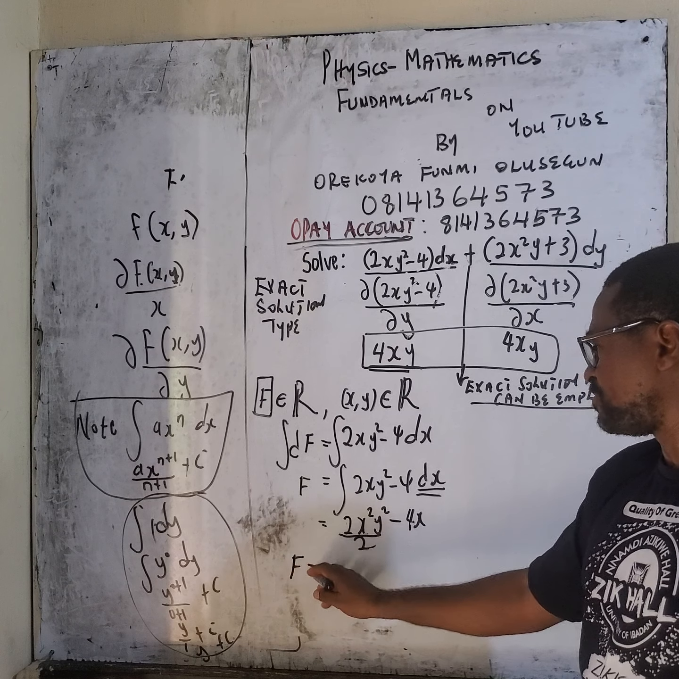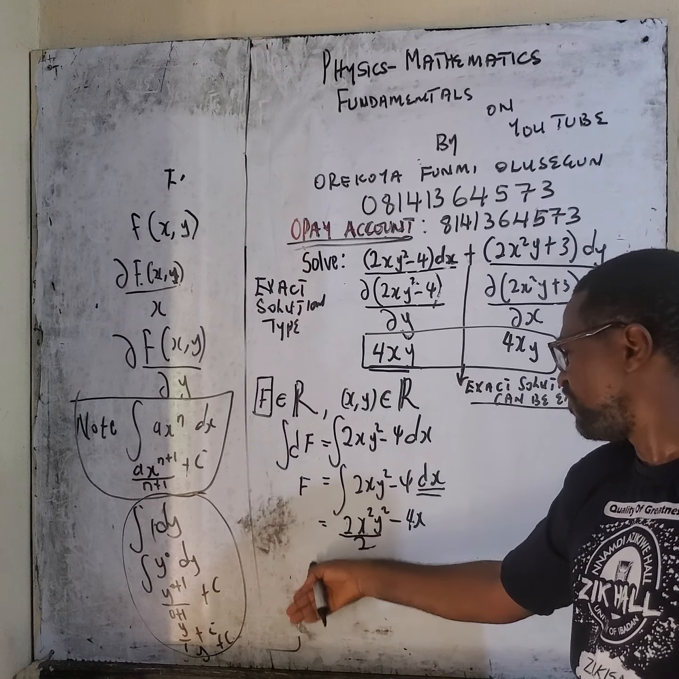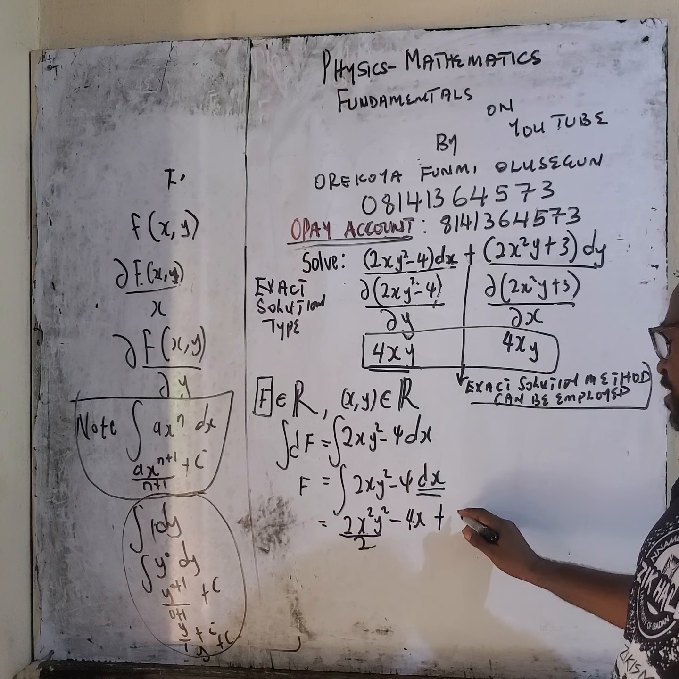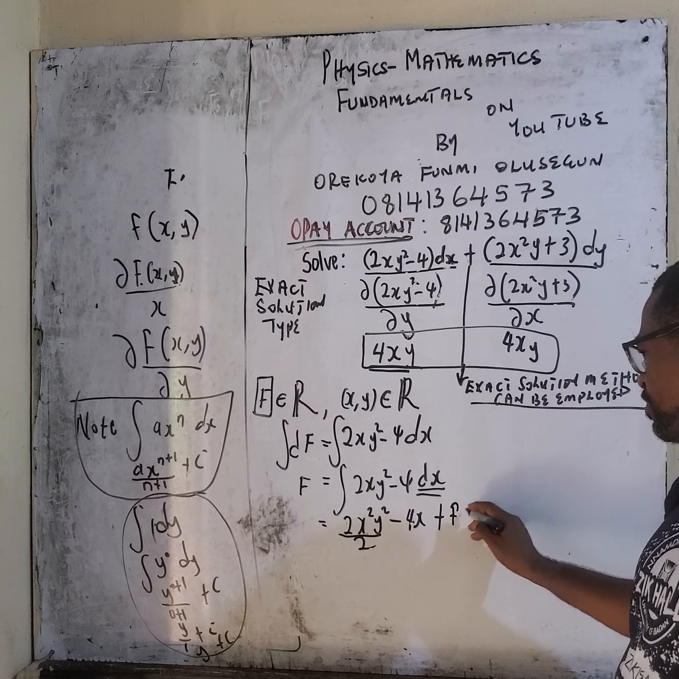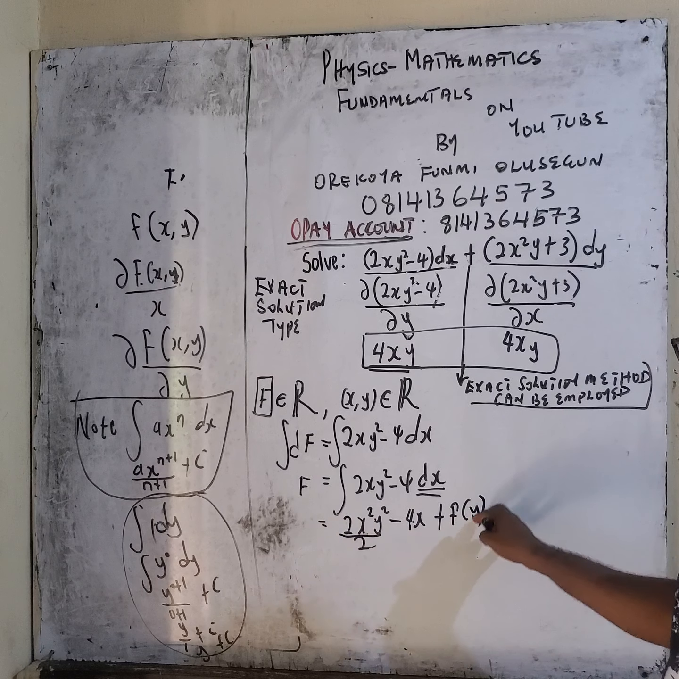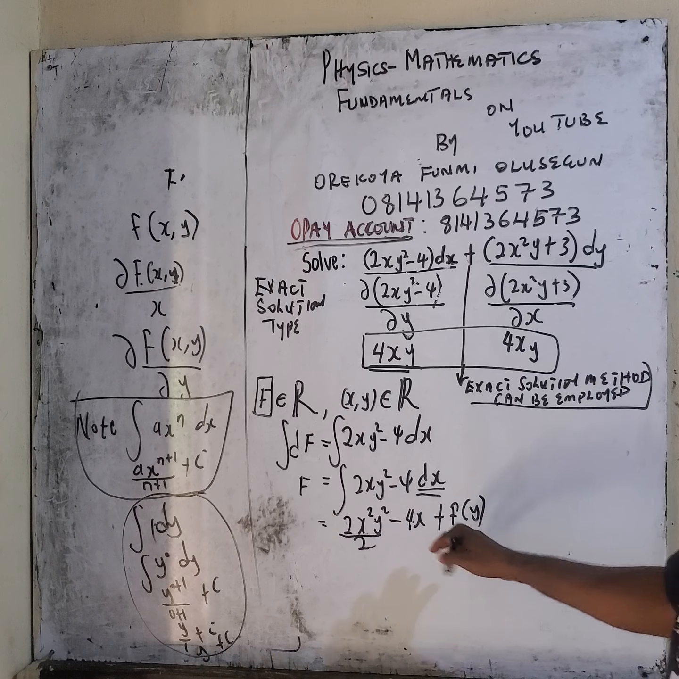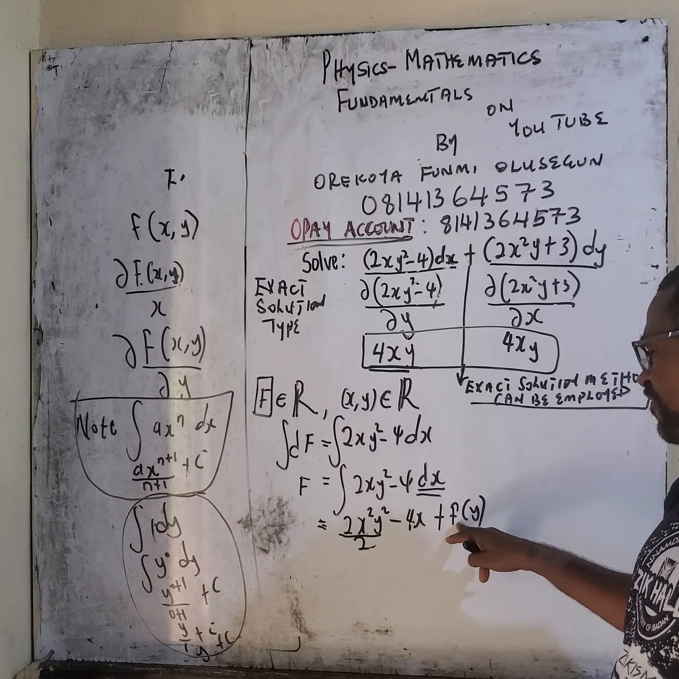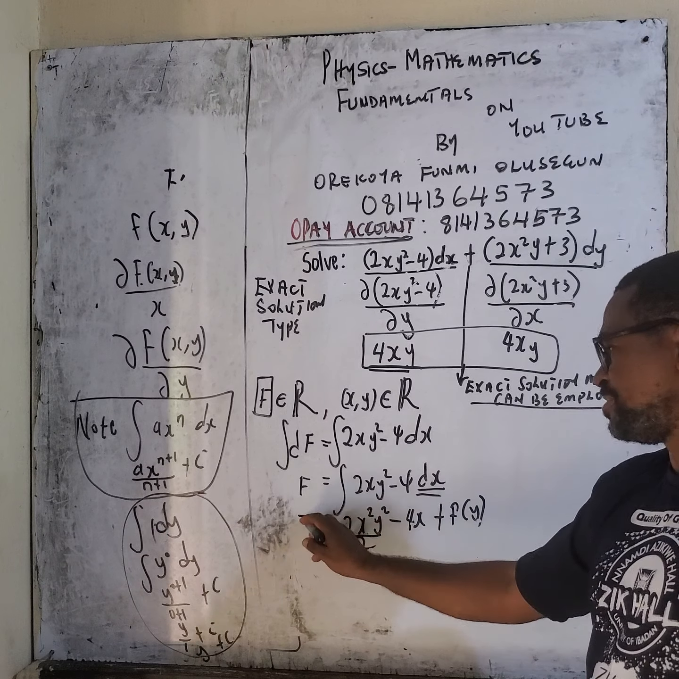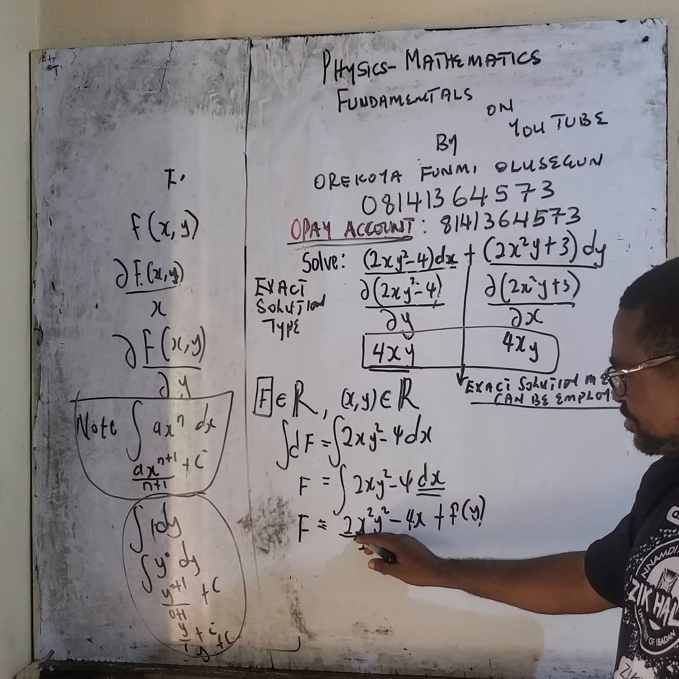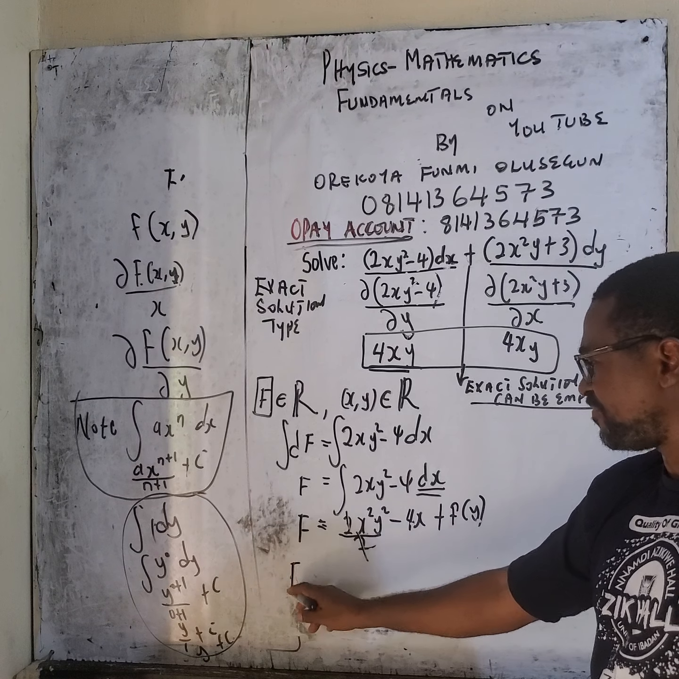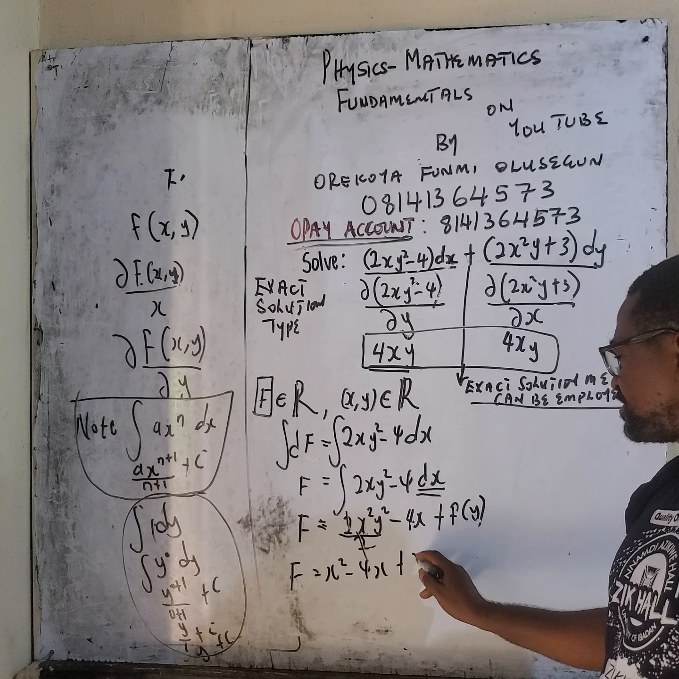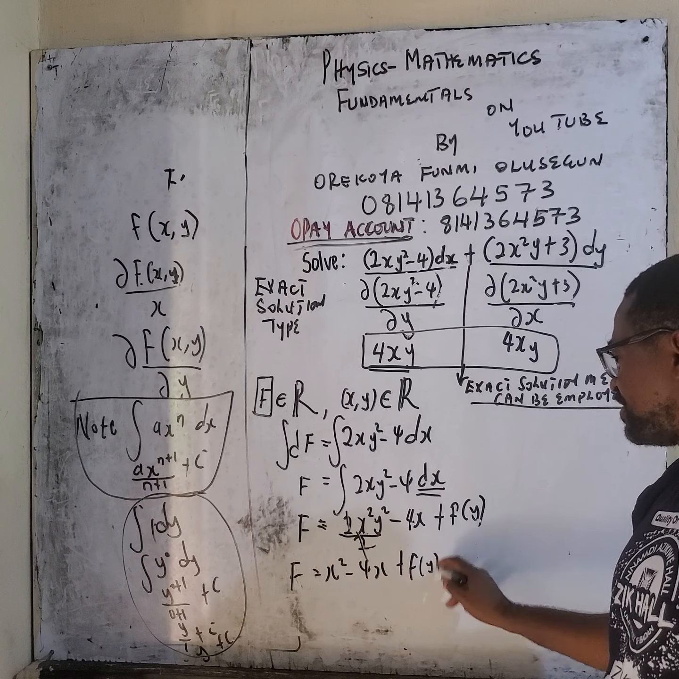Now before we move further, we write plus a function of y here. Instead of putting the constant of integration c, we normally put another function of y. It's equal to this f, like this. So these two cancel these two. So we have f is equal to x squared y squared minus 4x plus f function of y.